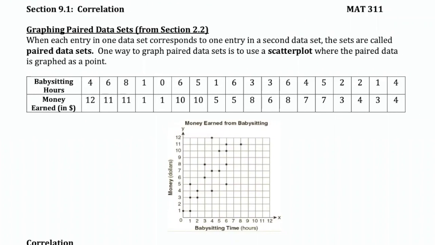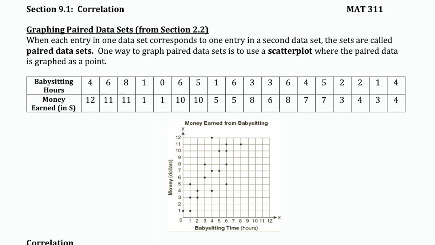We're going to move briefly to chapter 9, and section 9.1 has to do with correlation. But before we get to that, we're going to pull in one of the types of visual displays that I skipped over from chapter 2, which is how to graph paired data sets.